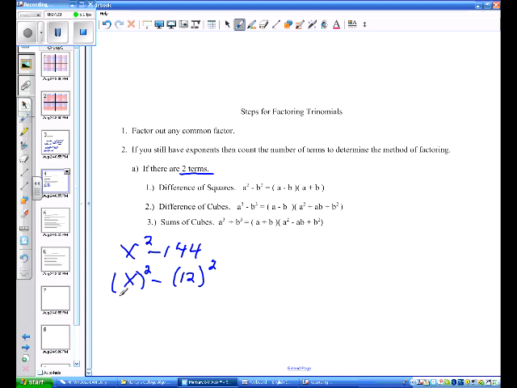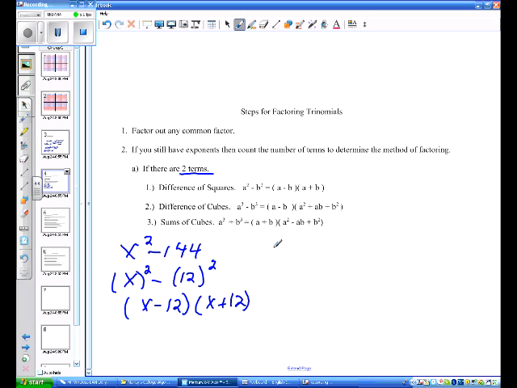Therefore, we can factor this to be x minus 12 times x plus 12. It's our a minus b times a plus b. And it doesn't matter. You can put the plus here and the minus here. That's just your commutative property. So we were able to factor it.